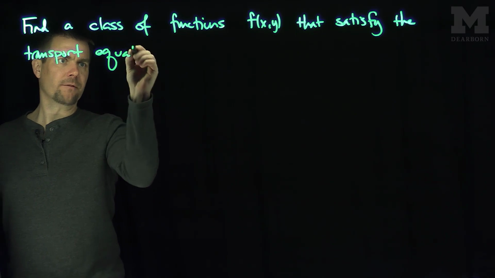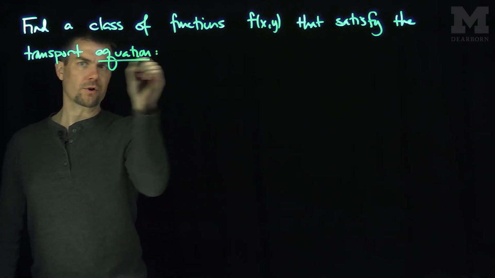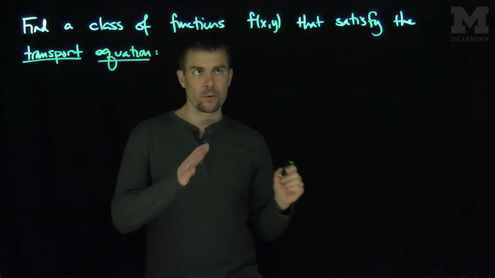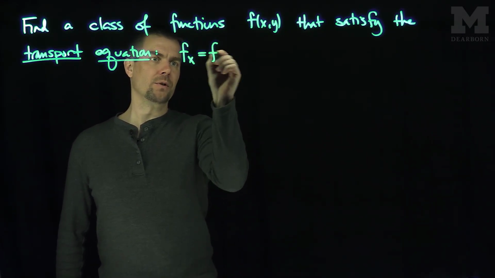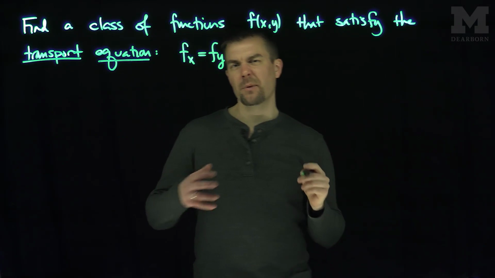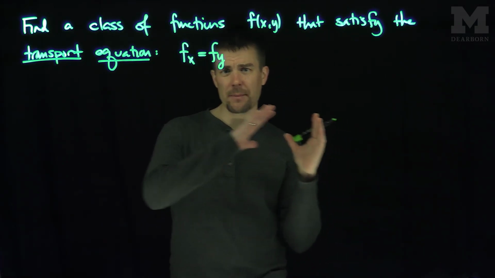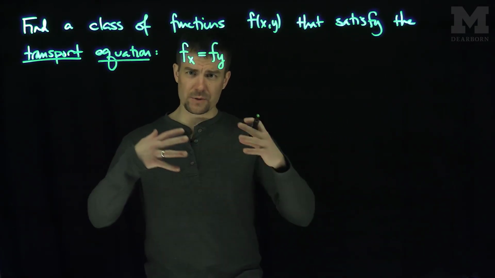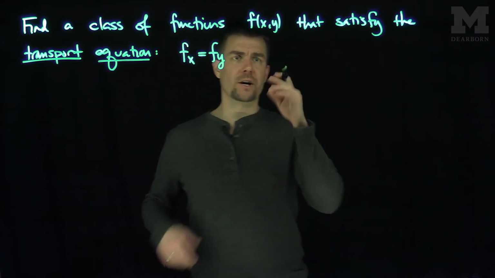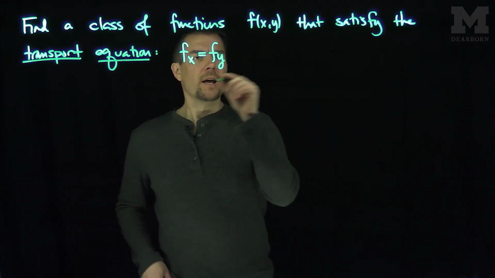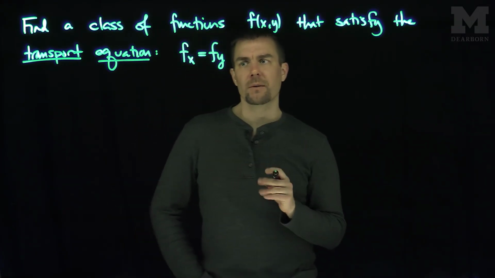And this is a simplified version of the transport equation. We can do a more general version after we do the simple version. The transport equation for us will be f_x, the x partial derivative, is equal to the y partial derivative. Typically, we think of one of these variables as time, the temporal variable, and x is the spatial variable, and then we're transporting some data along the direction of the time axis. Of course, the variables don't really matter so much.